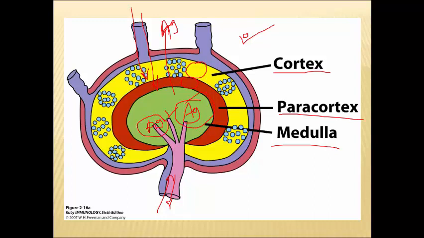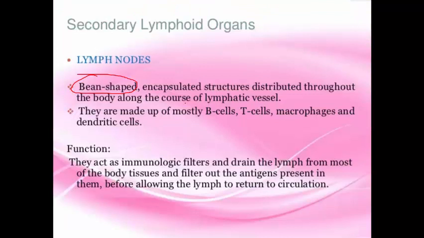So in short, the lymph node provides the battlefield for the B cell and T cell to fight with the antigen and eliminate those antigens from the body. So this is the first secondary lymphoid organ, that is the lymph node. What do you mean by lymph?